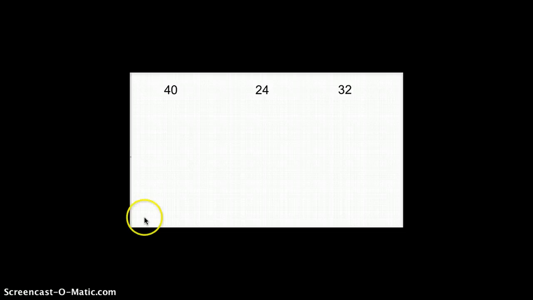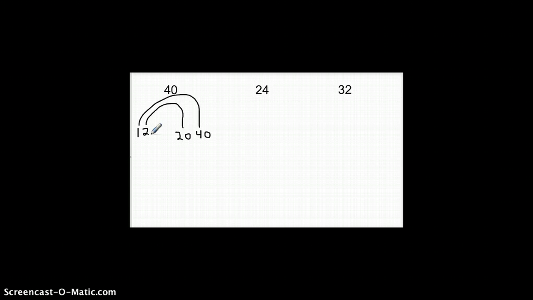The next step is to start with the first number. We're going to begin with 40, and we need to think of all the numbers that we can multiply together in order to get 40. We always start with the number 1, because you can multiply 1 times whatever number it is to get that number. So 1 times 40 is 40. Next, we think about if we can multiply anything times 2 to get 40, which we can. 2 times 20 is 40.